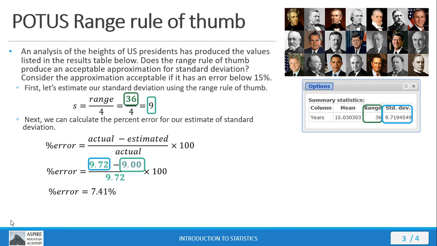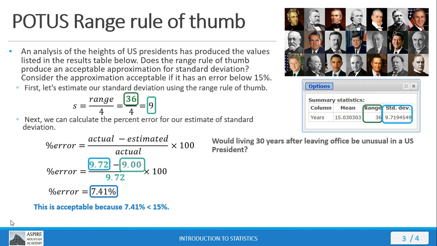7.41%. We're told to consider the approximation acceptable if it has an error below 15%. So is that what we have here? Well, we certainly do. So 7.41 is less than 15, and that means, yes, this is an acceptable percent error.